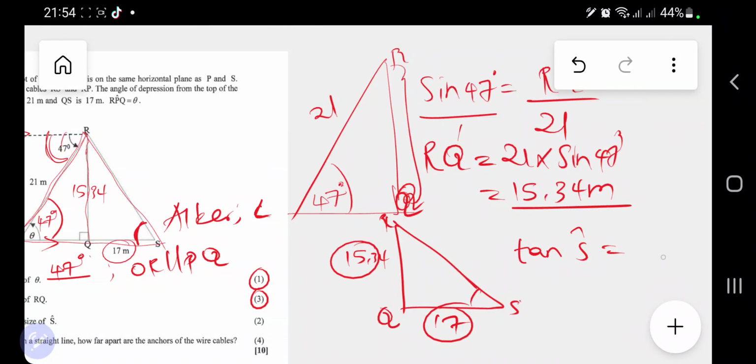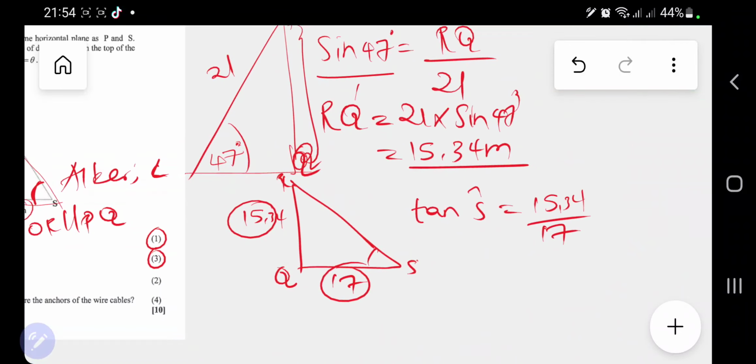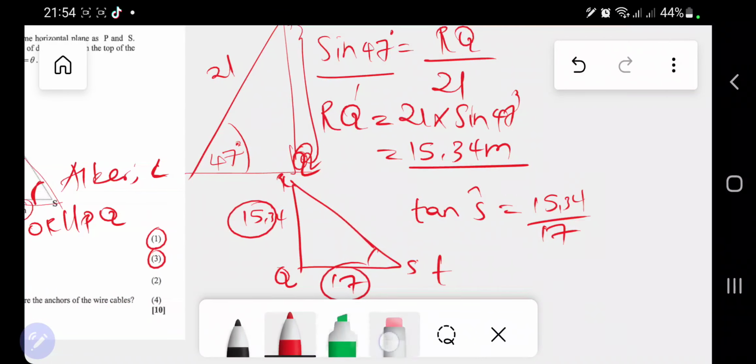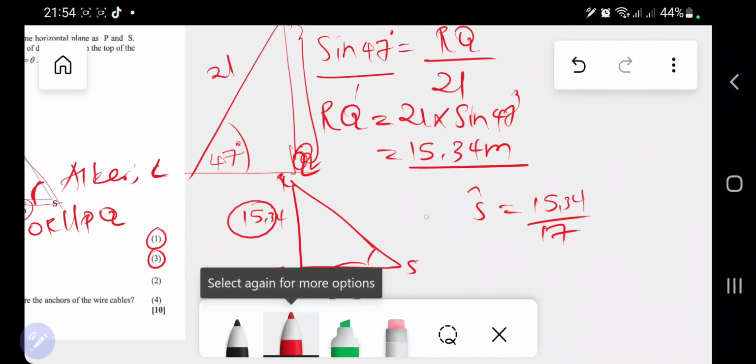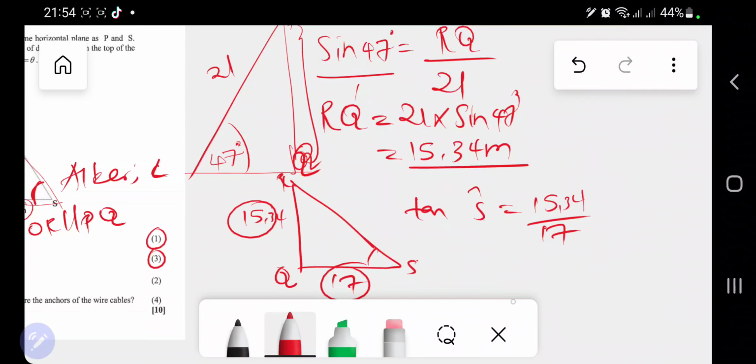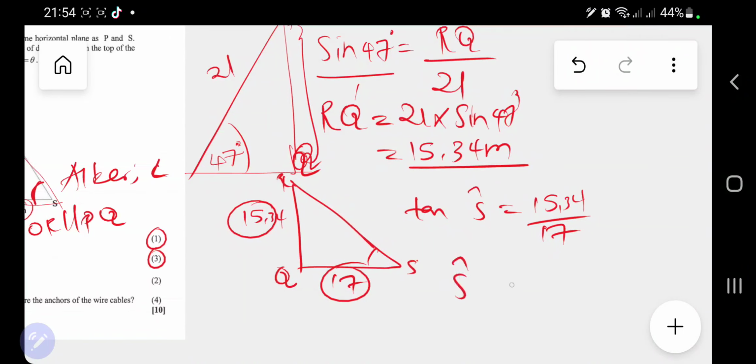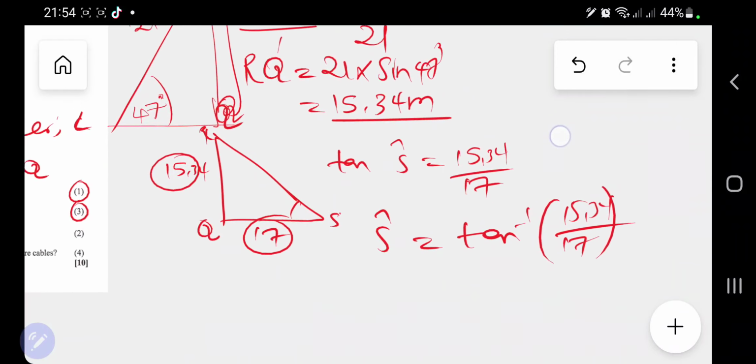Angle S equals to 15.34 over 17. Then you know what you do. You're just going to say tan. My tan has moved, so it's tan. And then you're going to say angle S equals to arc tan of 15.34 over 17.